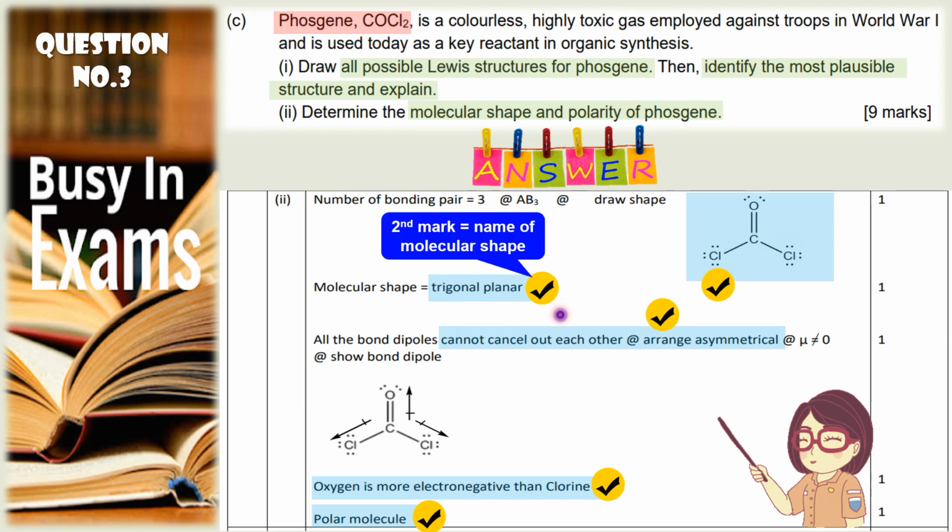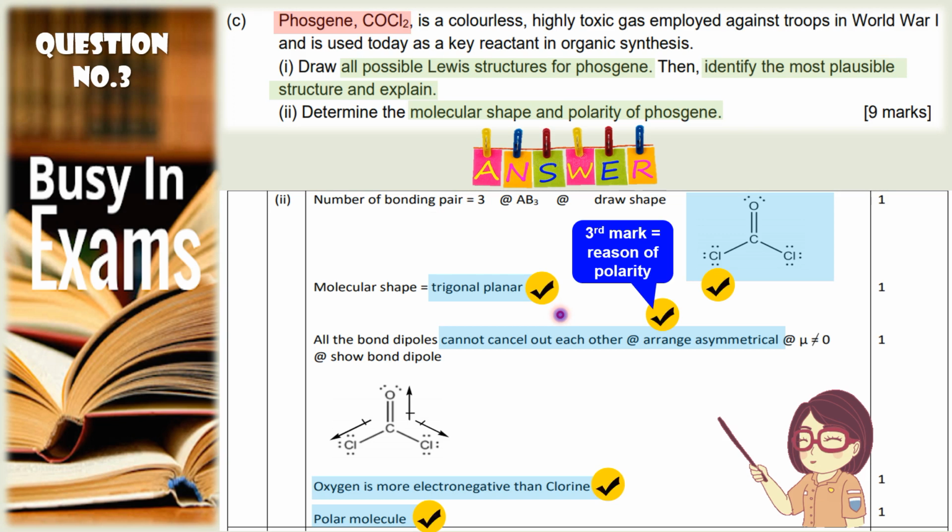And then the reason why it is polar. When you refer here, show all the dipole moments, and also the reason, 1 mark. Show the dipole moment and also the reason. So all the dipole moments cannot cancel each other, or you can write the arrangement is asymmetrical, not symmetrical, or you can write mu is not equal to 0. Right, so you get 1 mark.